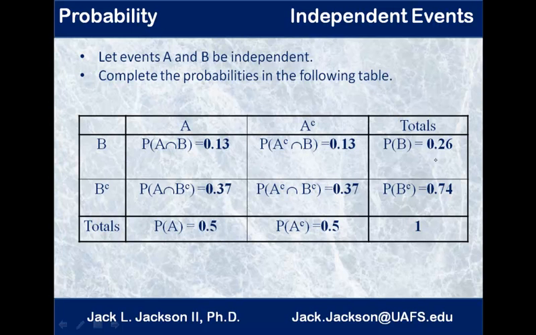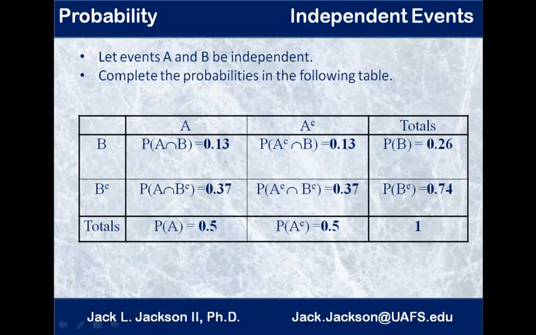Well, we can also add down the column, and we know this is a 1 at the bottom. So if this is 0.26 for the probability of B, we know the probability of its complement is 0.74. Now, we can figure out from that the probability of A. So we know the probability of the intersection, since they're independent, is 0.13, which has to be 0.26 times the probability of A. So to find the probability of A, we just divide both sides of the equation by 0.26, and we see the probability of A is 0.13 divided by 0.26, which is 0.5.